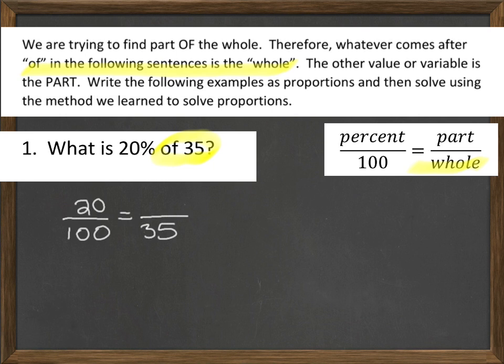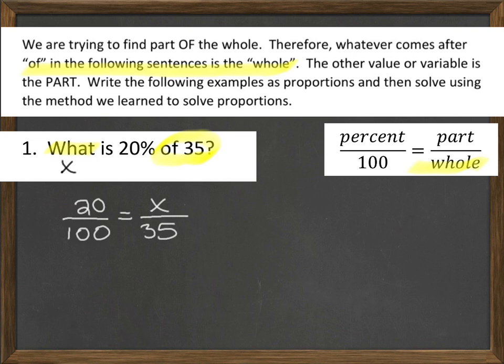Okay, but now we have a problem, because we're missing something right here. We have a blank. So what should go in that blank? Well, the other piece of information is the word "what." Remember, "what" is asking a question. It's like a mystery value, and so that's going to be a variable. So anytime you see the word "what," you can just replace it with x or whatever your favorite variable is, it doesn't matter. Okay, so that's it. 20 over 100 is equal to x over 35. So that's how I would write the question, what is 20% of 35? That's how I would rewrite it as a proportion.